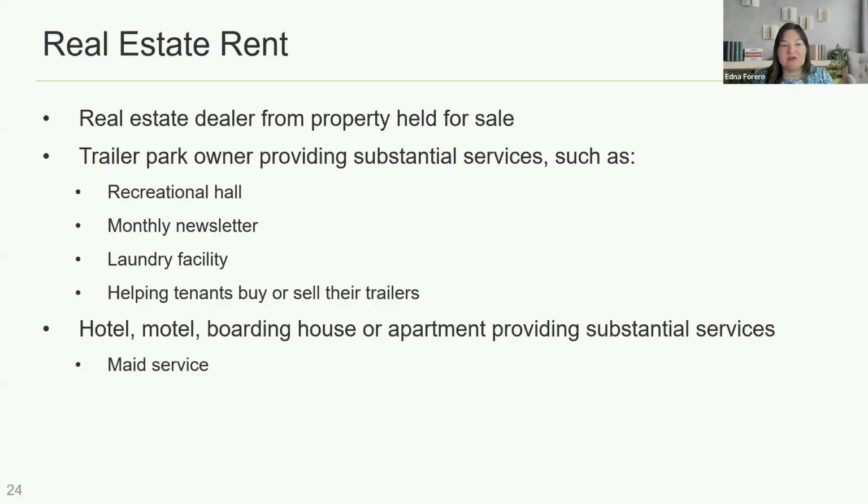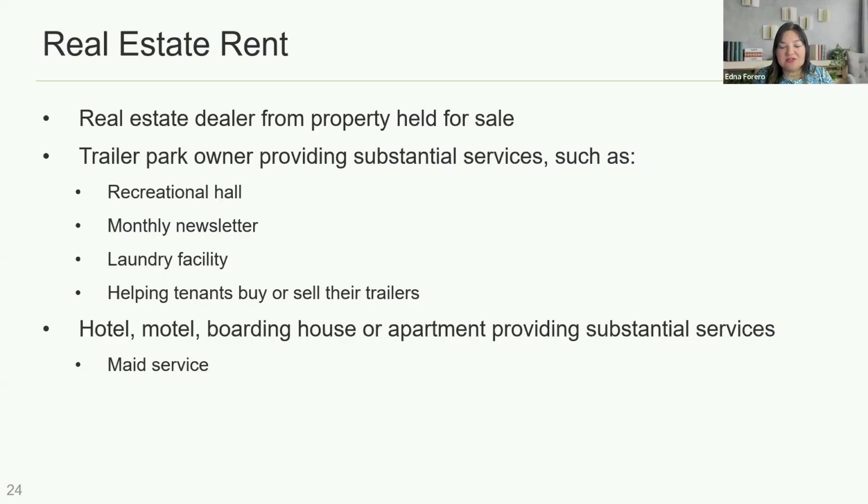We're going to look at hotels, motels, boarding houses, apartments that might also be providing substantial services, like a maid service. So these are all common types of rental income, but they're going to be taxed as business income instead of rental property rent, which is considered passive, because you as the owner or you as the service provider is actively providing these services. You're providing that maid service, you're providing ironing boards, you're providing area activities like that recreational hall or that monthly newsletter.